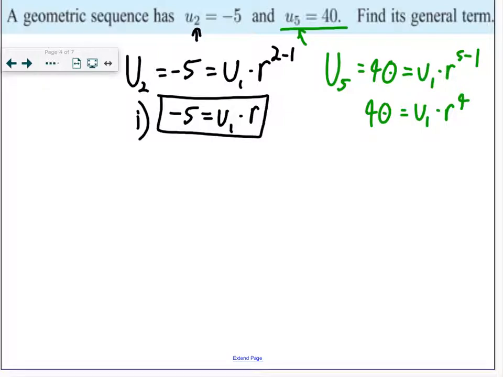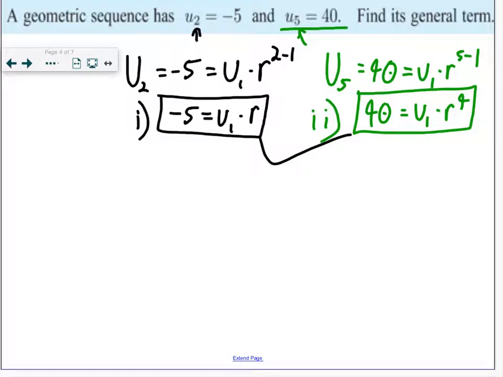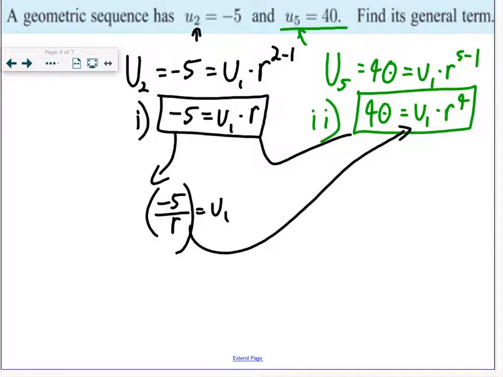So now I have two equations and two unknowns, so I've got to solve this system of equations. Since there's no addition or subtraction here, I'm going to try and do it by substitution. So on this left side, I'm going to get u1 by itself, so divide by r on both sides. So I get negative 5 divided by r is equal to, well, the r's cancel out, u1. Then I'm going to take this as u1 and plug it into my equation over here.